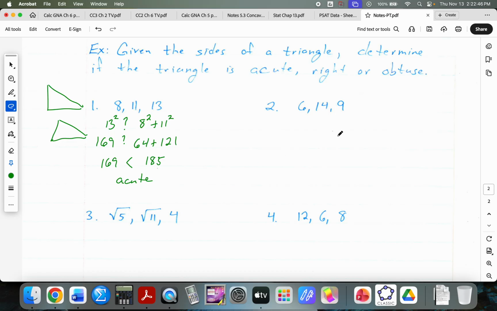Okay? All right, for this one, what side am I going to start with? 14. 14 squared compared to 6 squared plus 9 squared. 14 squared? 196 compared to 36 plus 81. So that's 196 and 117. 196 is greater than 117. The big side is too big. So this is obtuse.